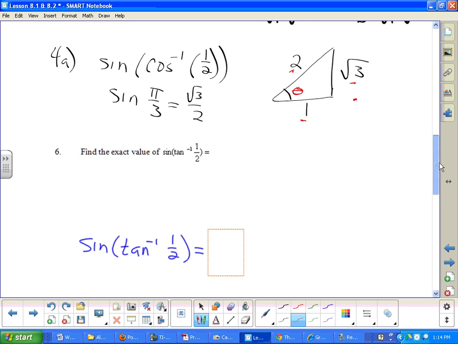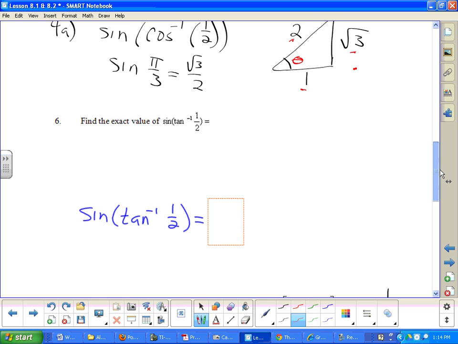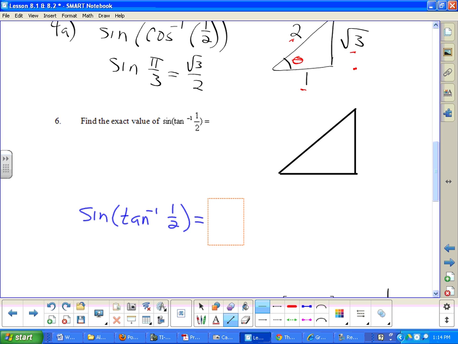All right, so let's look at number 6, and then we'll be done. It says the sine of the inverse tangent of 1/2. Does tangent equal 1/2 on your unit circle? No, it doesn't. So my only option is to draw a right triangle. Let's check it when we're done.